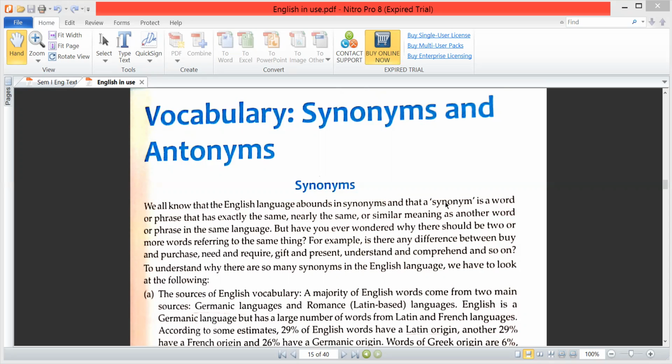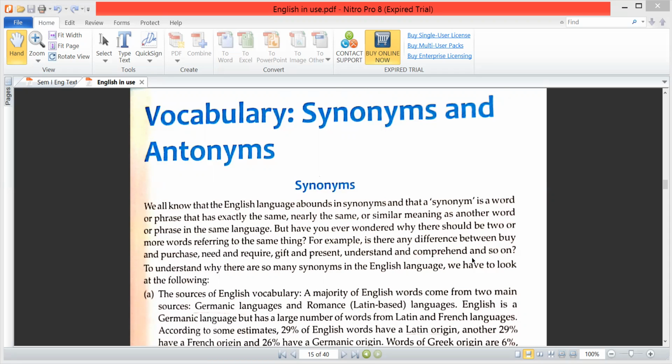So when we look at certain words mentioned here in the text, see: buy and purchase, need and require, gift and present, understand and comprehend, and so on. Do you see any much difference between these two terms in each pair? Is there any huge difference between both of them? I don't think so, right?